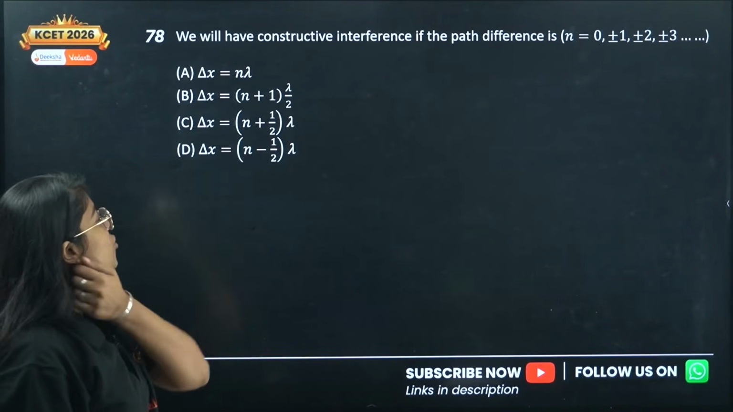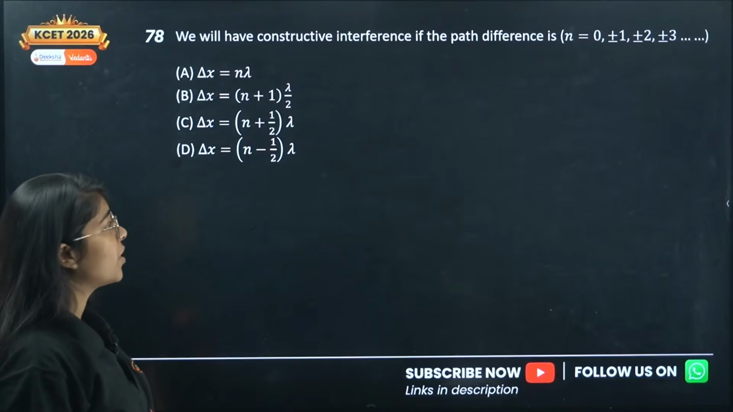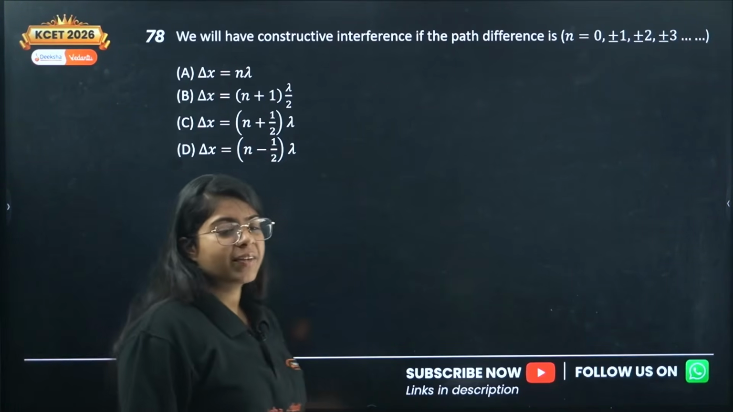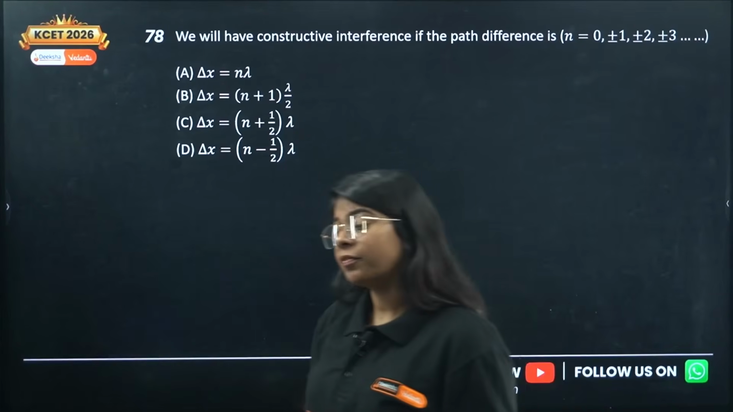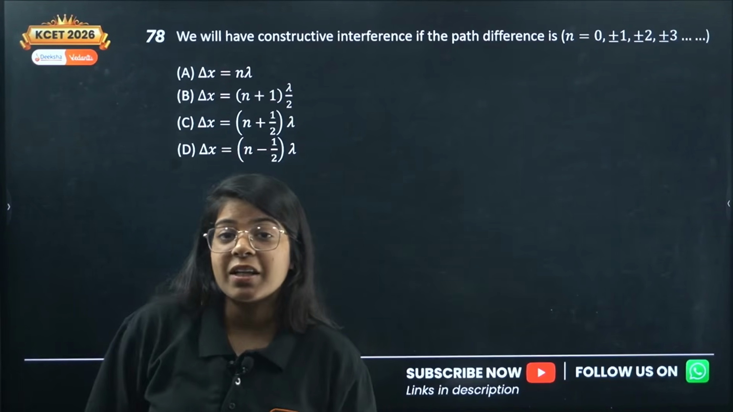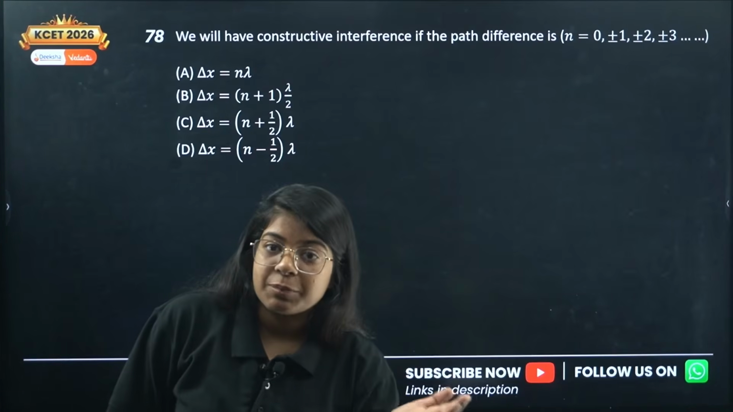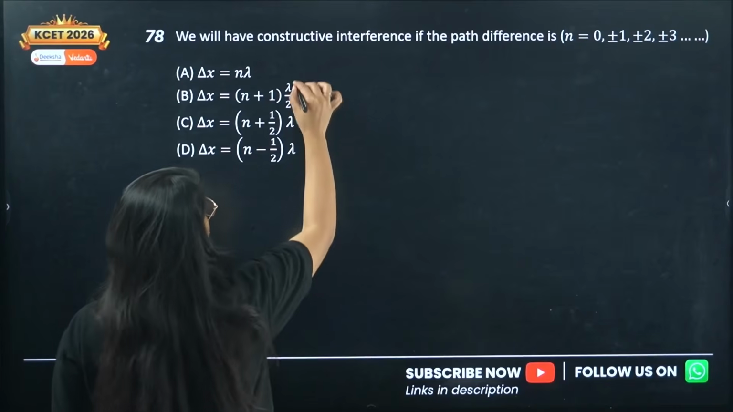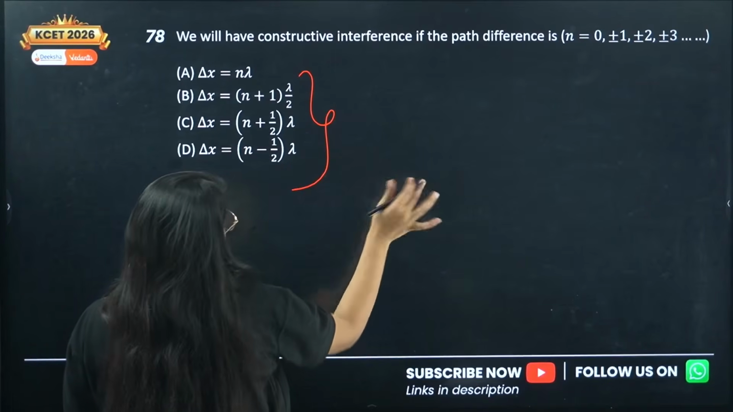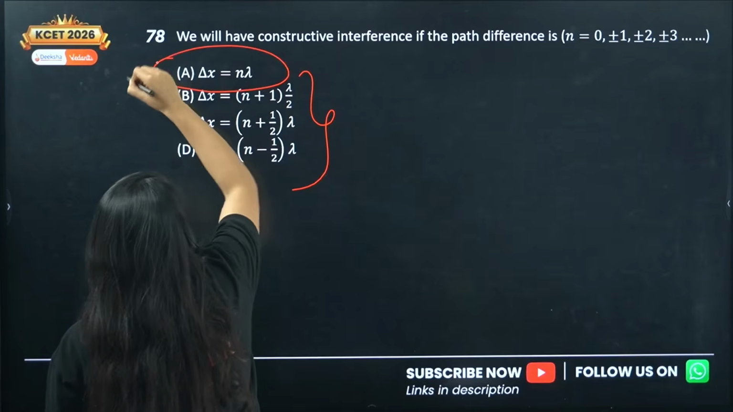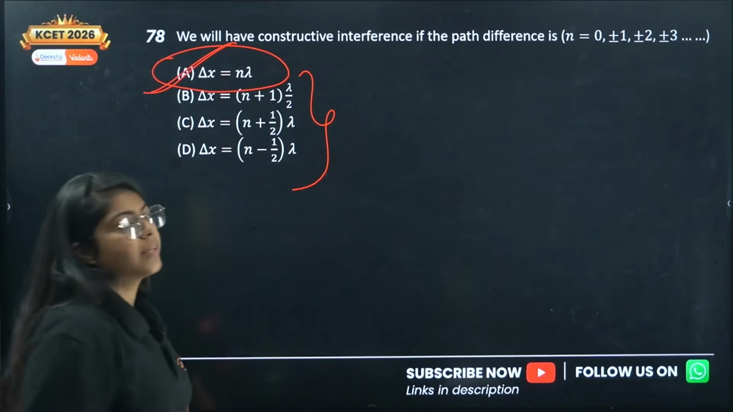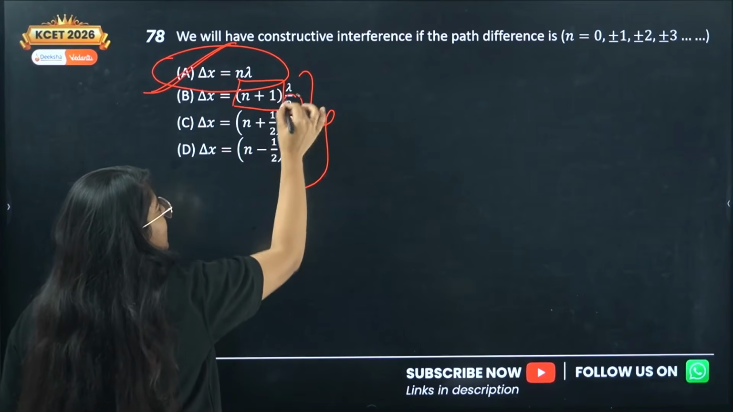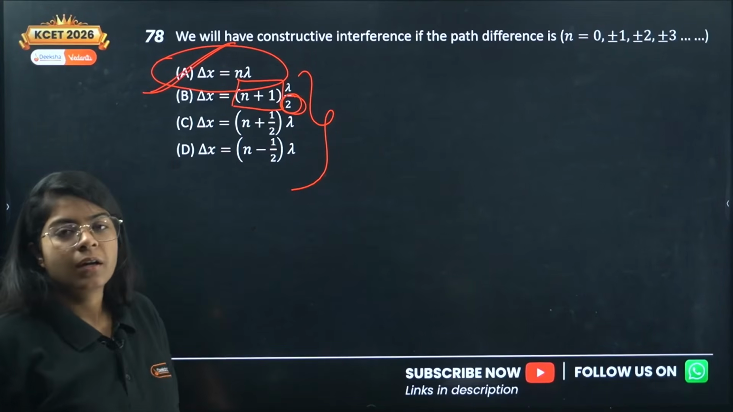78th, we will have constructive interference if the path difference is n equals 0, 1, 2, 3, 4. So we definitely know this is the most basic of wave optics. For constructive interference, the path difference should be an integral multiple of the wavelength, and in all these cases nothing is an integral multiple. This is the only integral multiple of wavelength, so A is the correct answer. Even if you say n plus 1 is the integral multiple, this is lambda by 2, right? Correct? Okay.